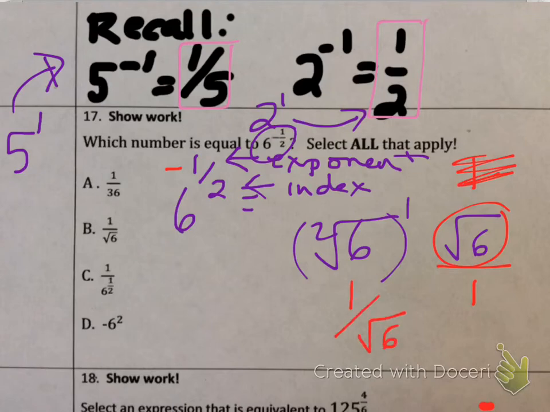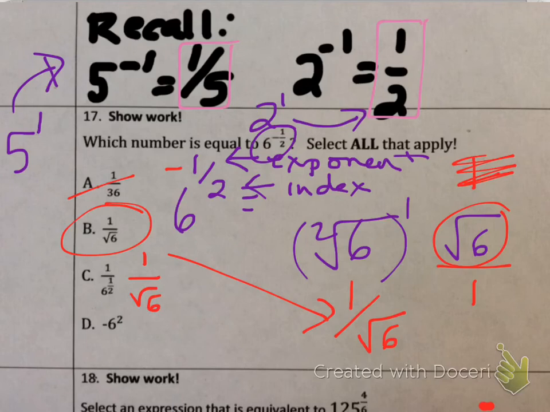So if we look at answer choice A, 1 over 36 is not the same. Answer B is exactly written the same as what we have. Answer C kind of looks unique. It's a fraction with 6 to the 1/2 in the denominator. So we could rewrite 6 to the 1/2 as the square root of 6. If you guys remember, we just did that. So C is also the same thing.